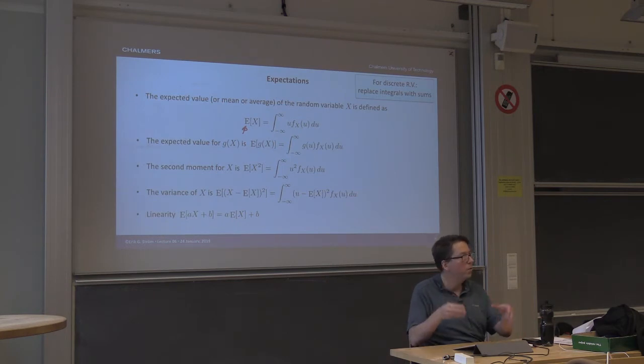So if you observe the random variables many, many times, you expect on the average to see the expected value. It would deviate from the expected value, but if you take the average over all your observations, typically it becomes the expected value. That's at least what we expect it to be.